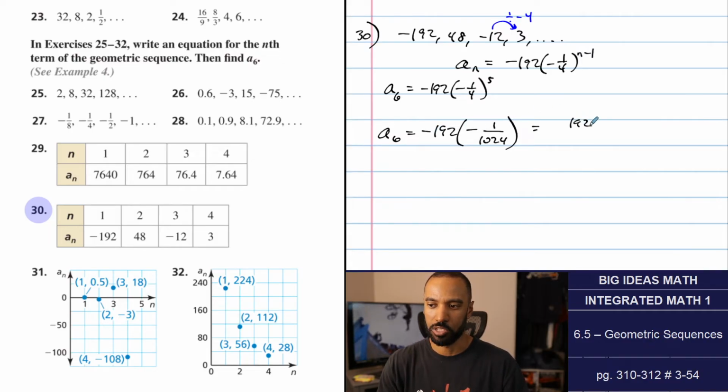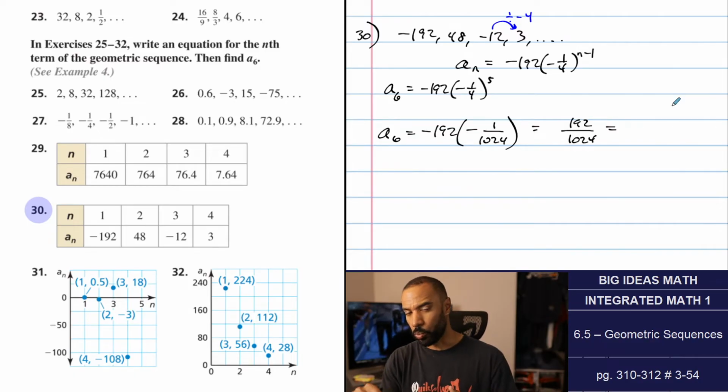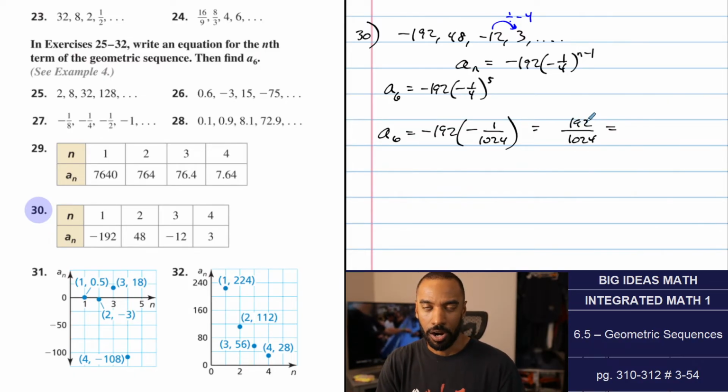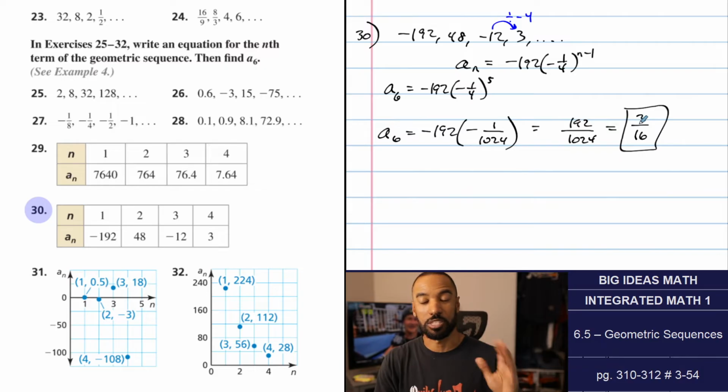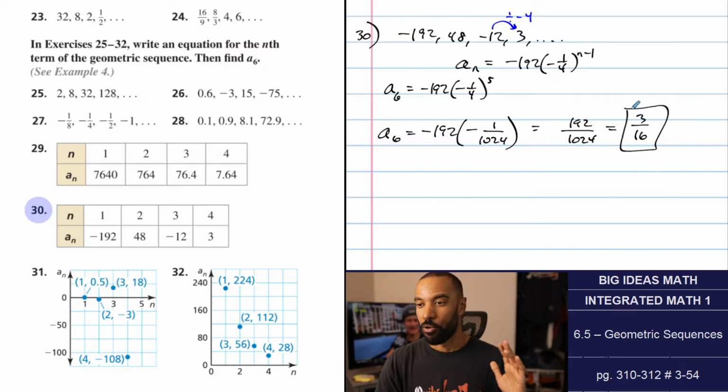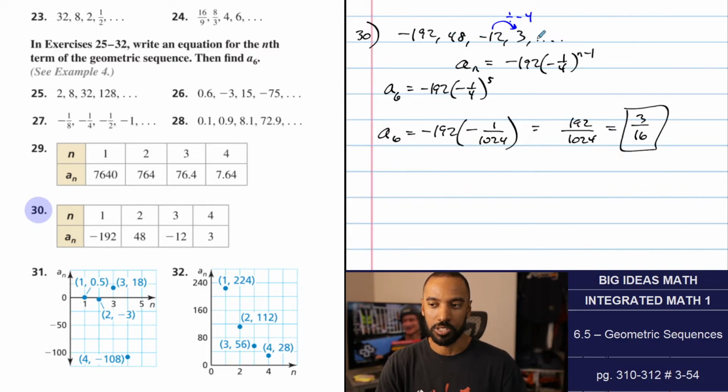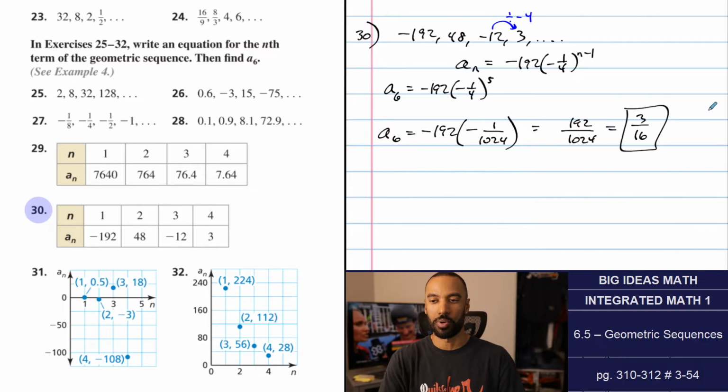Negative 192 times negative 1 is positive 192. So we have to reduce that. What if I told you that these are divisible by 64 and you get 3 over 16? Now, my cheating on that is, I know that 3 times 1/4 is 3/4. 3/4 times 1/4 is 3/16. Now, did I expect a positive or negative answer? For the sixth term, an even number, just like this and this are the even terms here, are positive. I expected this to also be positive. So you will get 3/16.